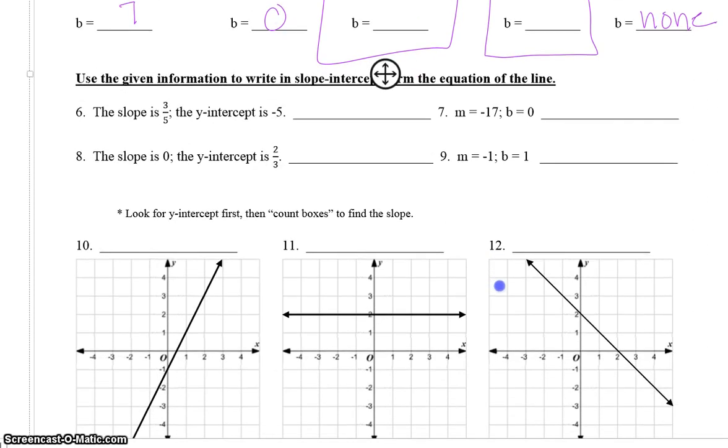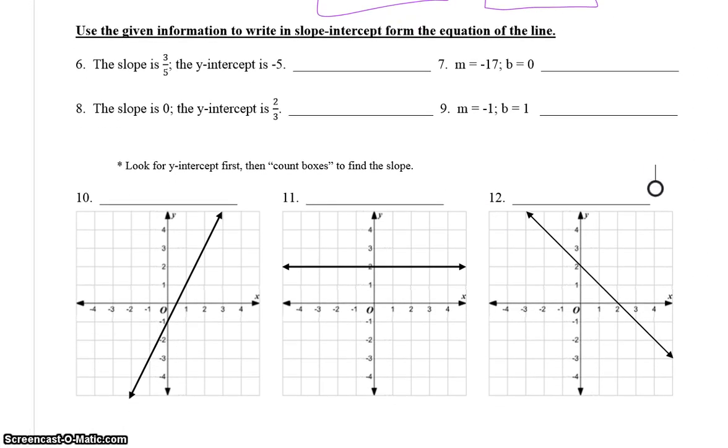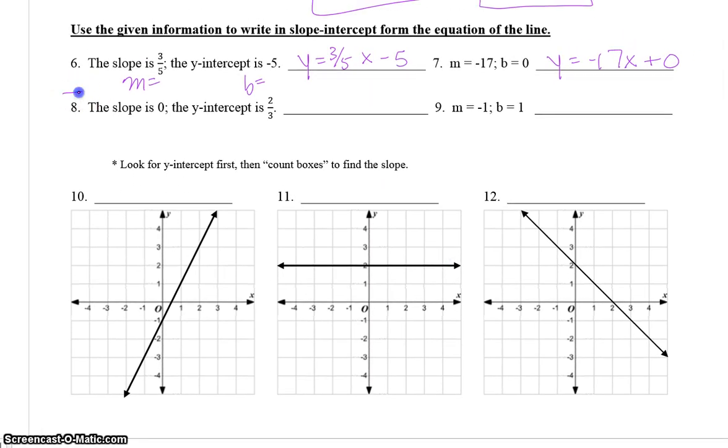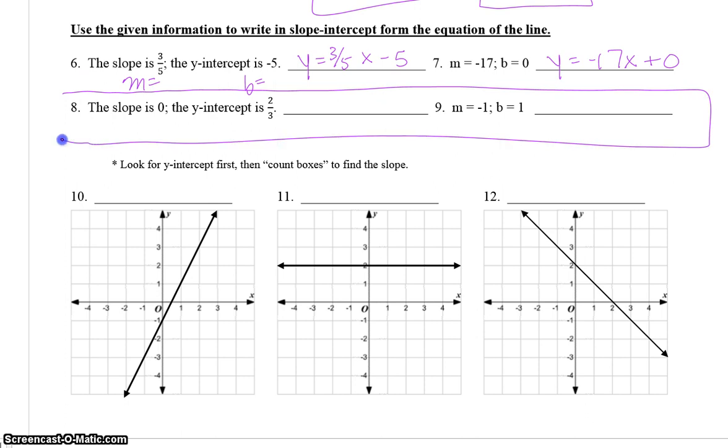Okay, so now we're going to go in the opposite direction. This time you were given a slope and a y-intercept, and you are going to write the equation of the line. So if this is your slope, this is m, and your y-intercept is negative 5, that's your b. So y equals 3/5 x minus 5. Okay, number 7, m is negative 17, so your slope is negative 17. Your y-intercept is 0, so y equals negative 17x plus 0. And if you don't put the plus 0 on there, that is perfectly okay. I would like you to try 8 and 9 for tomorrow, please.